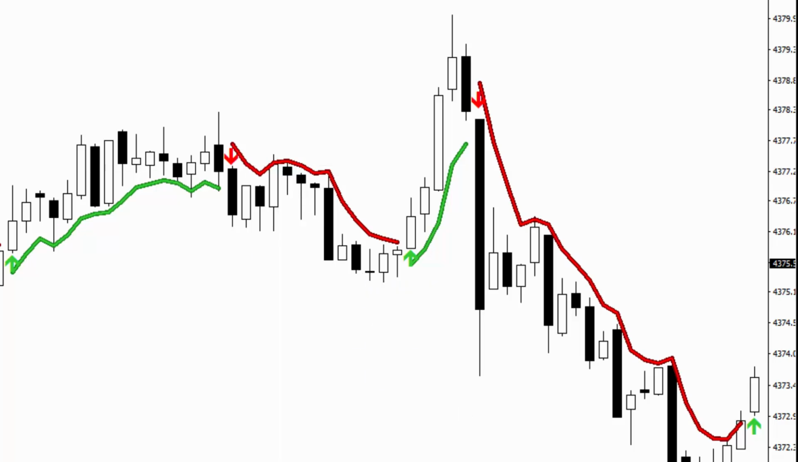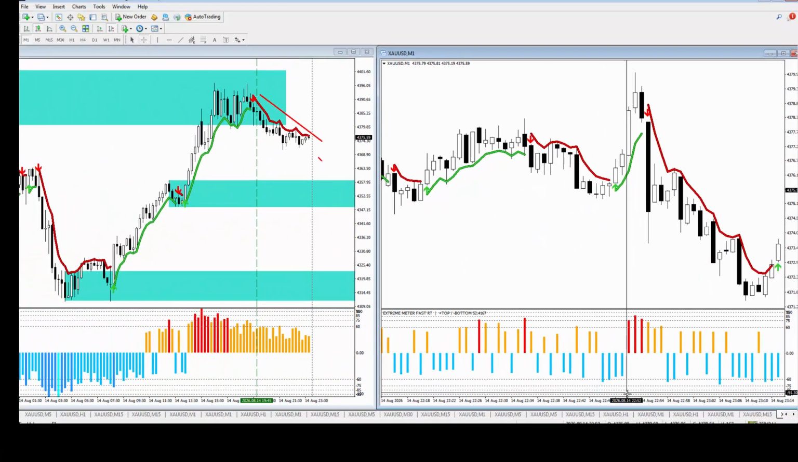Now be careful, because as the histogram prints, we can see here that we're printing close to an extreme. You can see that dotted line there. It's not red, but it's saying, you know, don't be chasing this move at this level.